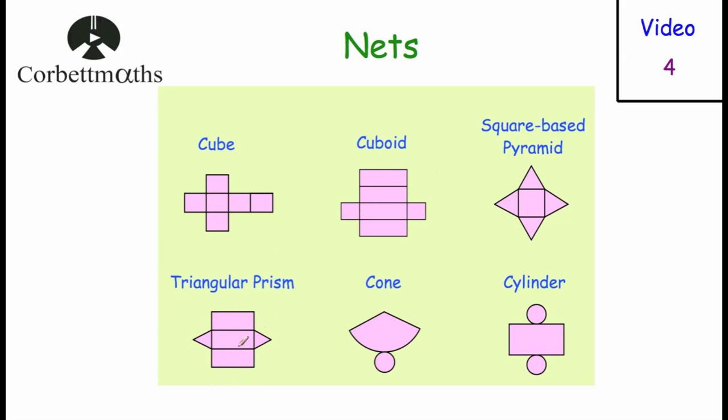Then you've got a triangular prism, so this would be the base, and then the two sides would fold up, and then the two triangles would fold up to fill in those spaces. So that would be the net of a triangular prism.